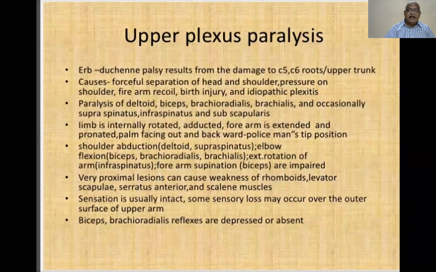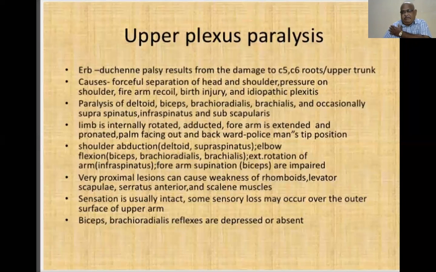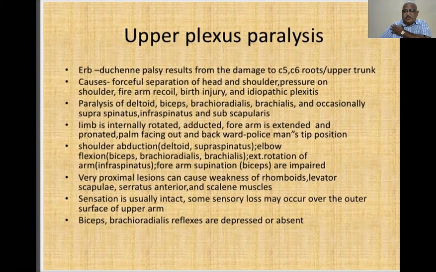The limb is internally rotated and adducted, the forearm is extended and pronated, with the palm facing out and backwards. The policeman's tip position, or waiter's tip position, will occur. Paralysis of the deltoid is associated with loss of abduction of the shoulder joint. So adduction, medial rotation, pronation, and extension of the elbow occur, and the policeman's tip hand, or waiter's tip hand, will occur in upper plexus palsy.